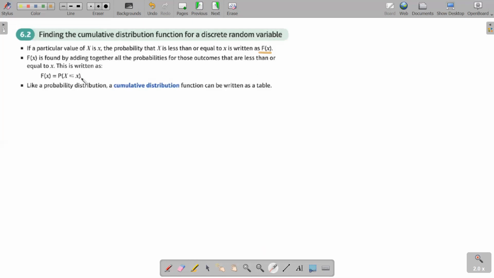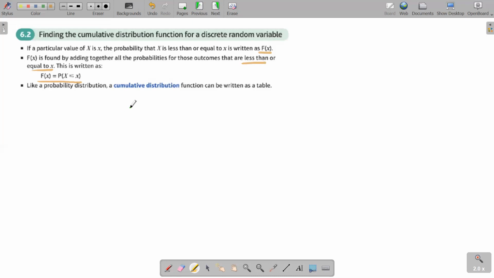Capital F(x) is found by adding together all the probabilities for those outcomes that are less than or equal to x. This is written as, and this is really important, capital F(x) equals the probability that X is less than or equal to x. So this is extremely important. If you want to find the cumulative probability up to a certain point, you have to add the probabilities of all the x values behind it, up to and including that particular point.